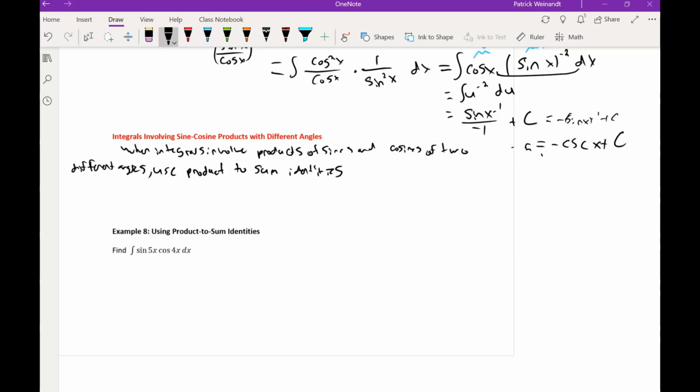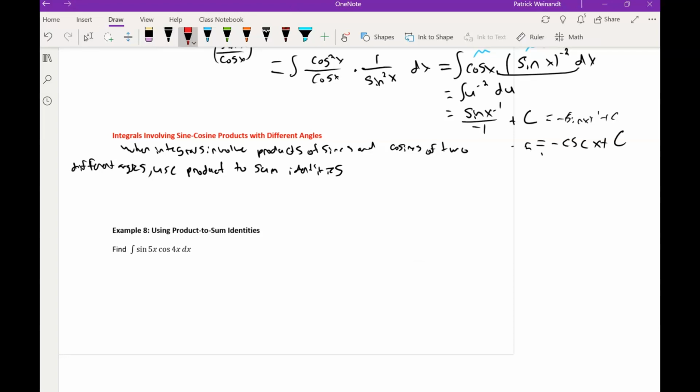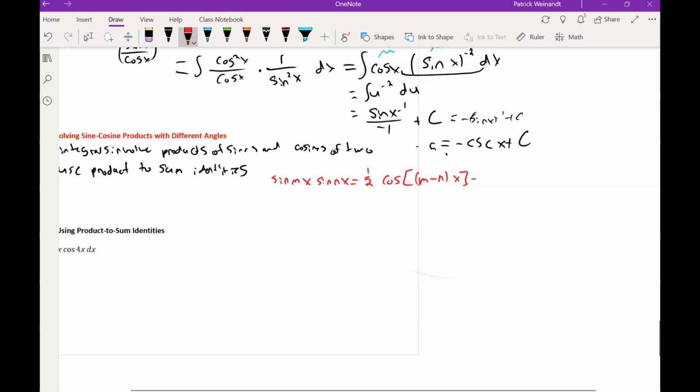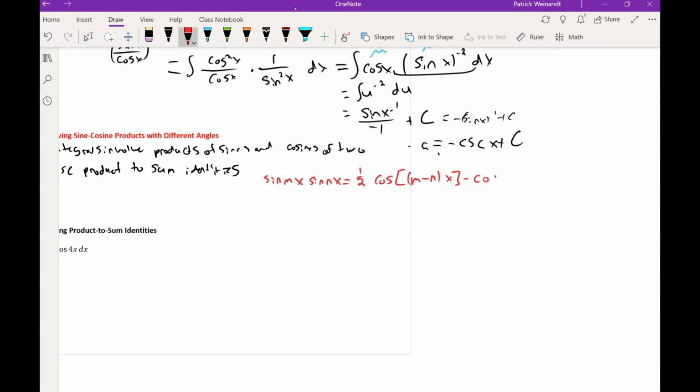And then kind of integrate from there. So our product to sum identities: if I have sine of mx times sine of nx, that's going to be equal to 1/2 times cosine of the difference in those values times x, minus cosine of the sum of those values times x.